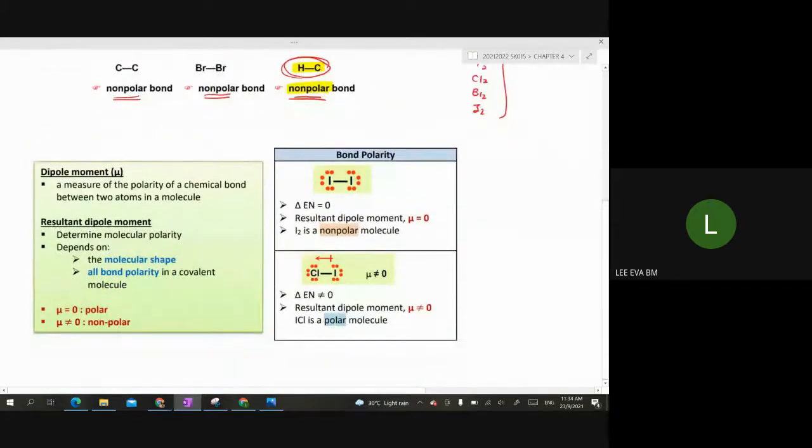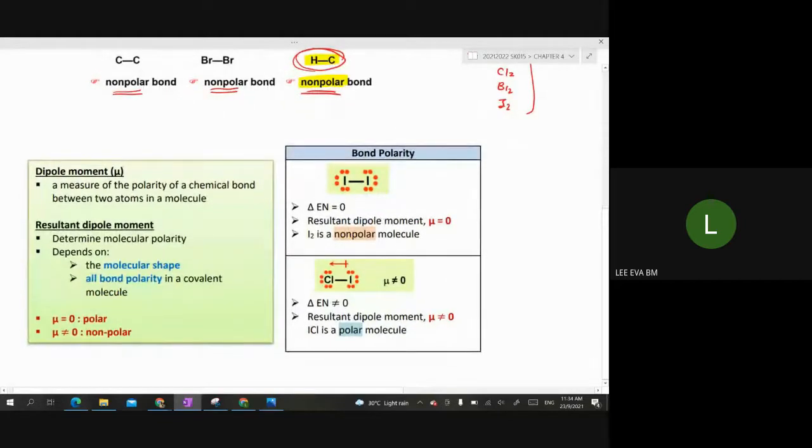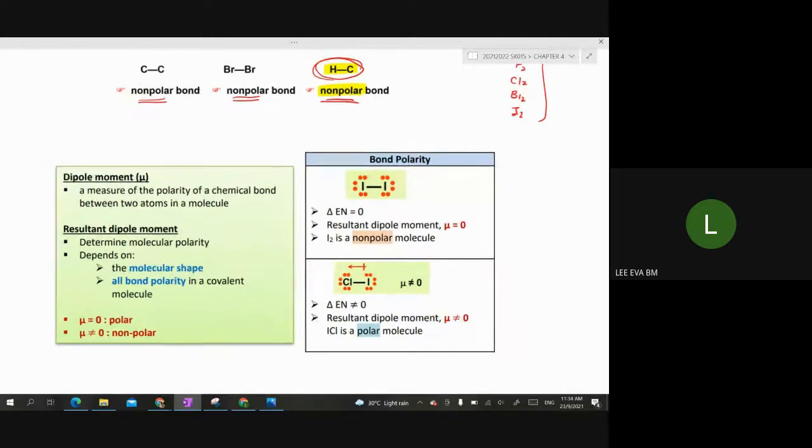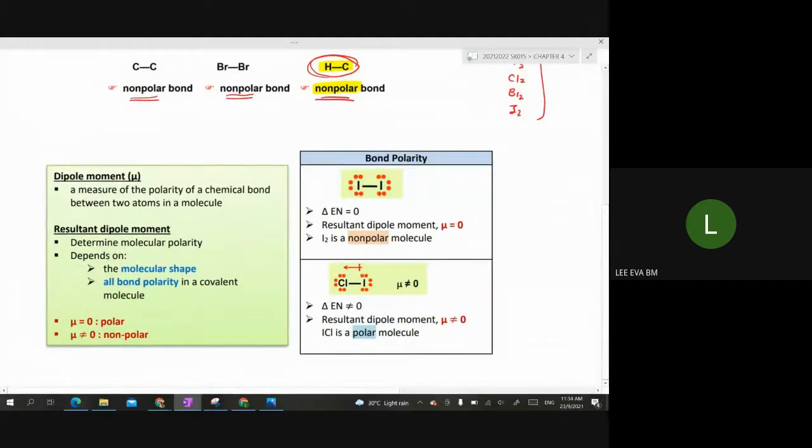So let's look at the bottom one. We look at the green box first over here. Dipole moment with a symbol mu. Yang ini madam call it mu. So bila awak dengar mu, that means it's this symbol ya. Mu. Something like this. Okay, so dipole moment is actually your bond polarity. Bila awak dapat lukis polar arrow, that means you have this dipole moment. It's a measure of polarity of a chemical bond between two atoms in a molecule. So this is the definition.